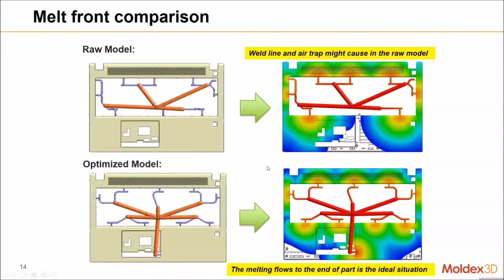This is the comparison between the two kinds of design, the raw model design and the optimized model design. So the weld line and the air trap might occur in the raw model, just like the picture here. And for the optimized model, the melt flowing to the end of the part is an ideal situation.